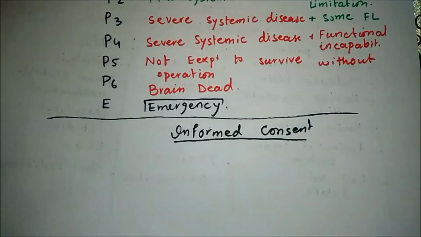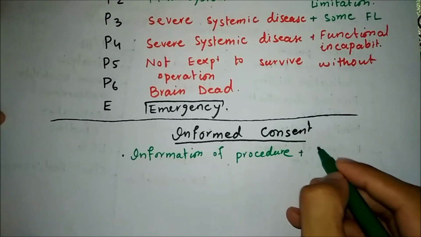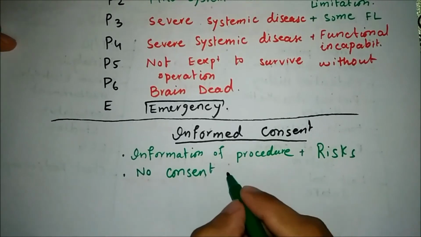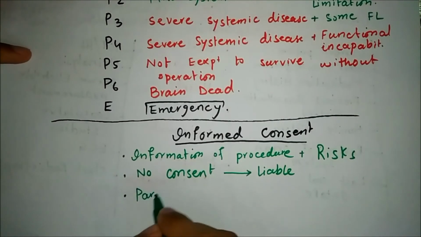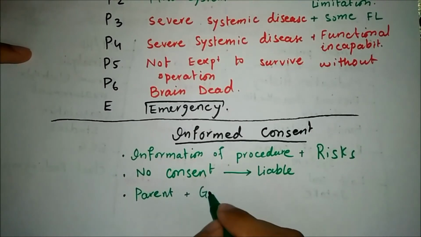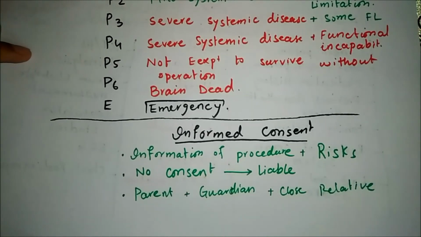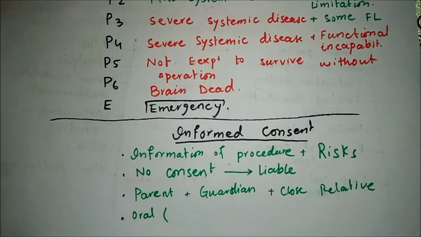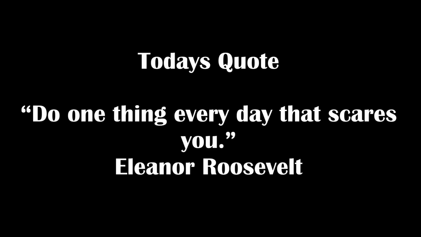Informed consent. Informed consent should be taken before every surgery. The patient should be given information of the procedure and risk related to the procedure. If a physician doesn't take a consent before surgery, he will be liable for assault and battery. If patient is not able to give consent, parent, guardian or close relative should be asked for a consent. Any consent should be enough, but written will be best.